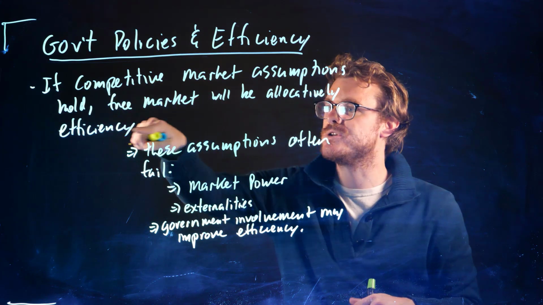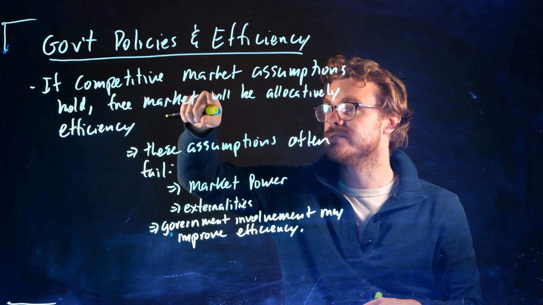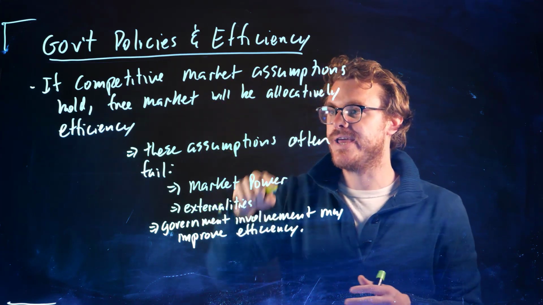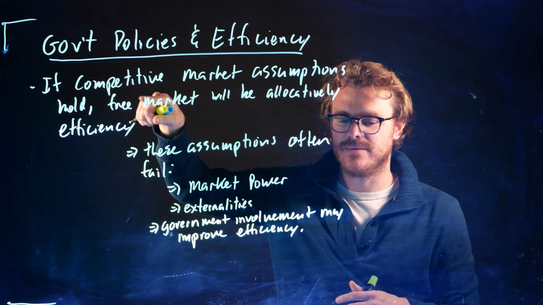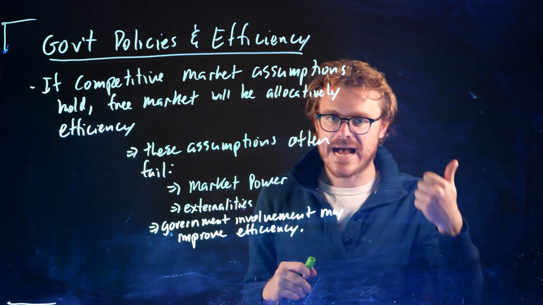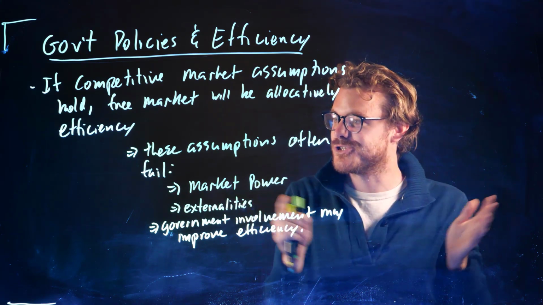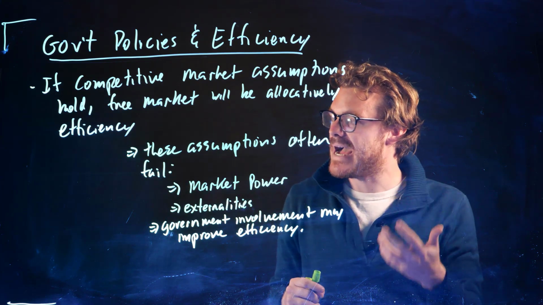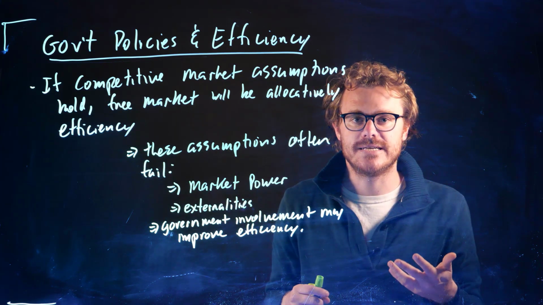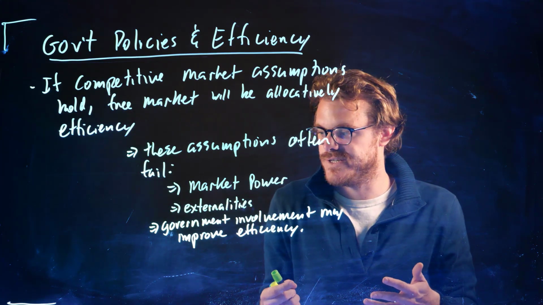But for now, if we're assuming those big competitive market assumptions hold, and the government intervenes and changes the quantity exchanged, it's going to create an inefficiency in the market. And so right now we're going to see that, in most cases, unless extreme cases, taxes and price controls are going to reduce efficiency in the market and create what we're going to call deadweight loss, which is this loss of efficiency.